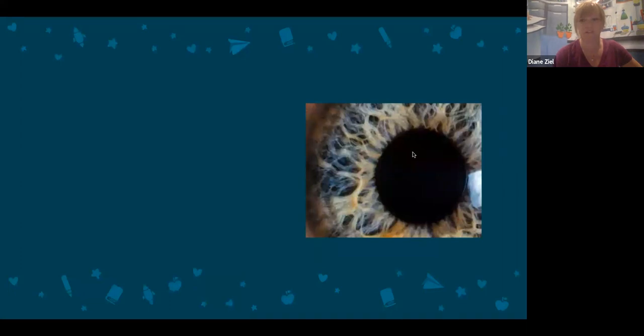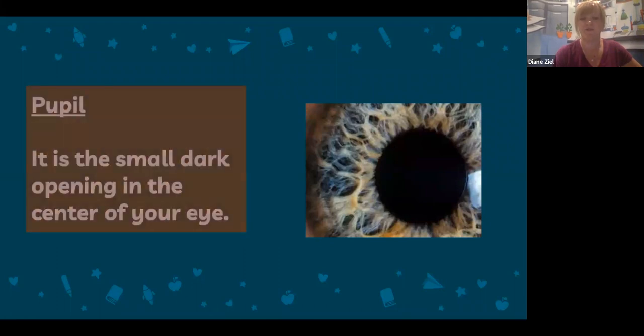Here you see the black circle that's in the center of your eye. What is this called? You're correct, that's the pupil. It's the small dark opening in the center of your eye that lets light in.